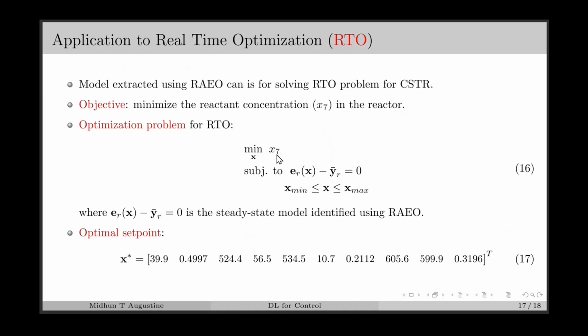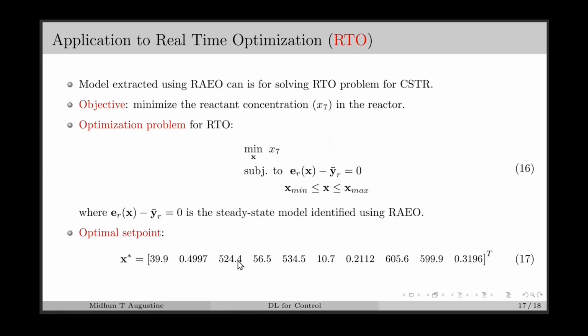And we can also use this extracted model for solving a real-time optimization problem. Here we consider the real-time optimization, or RTO, problem for a CSTR system, in which the objective is to minimize the reactor concentration, or X7, in the reactor, which gives us the optimization problem: minimize X7 subject to the model constraint. Here the RAEO based model is used for defining the equality constraint. We can also set up the minimum and maximum value for all the variables in the dataset. Now by solving this optimization problem, we can obtain the optimal value of the variables, or the optimal set point, as in equation 70.